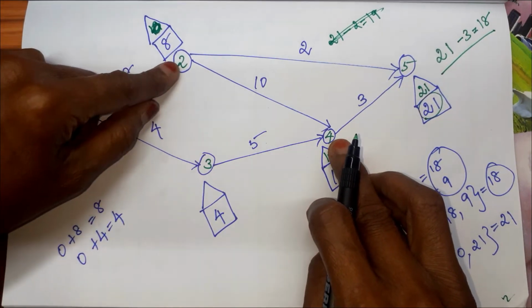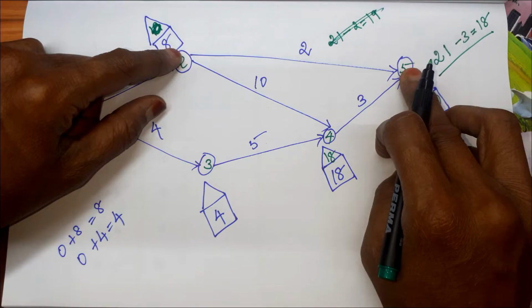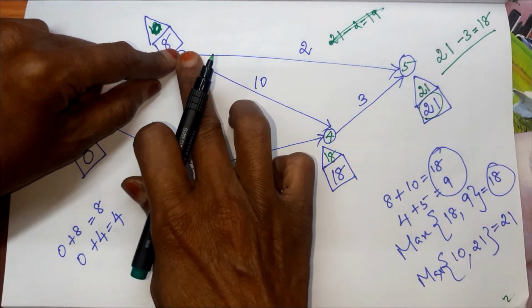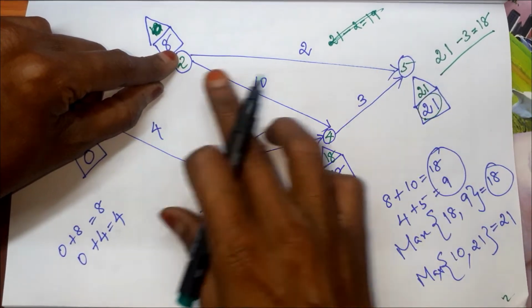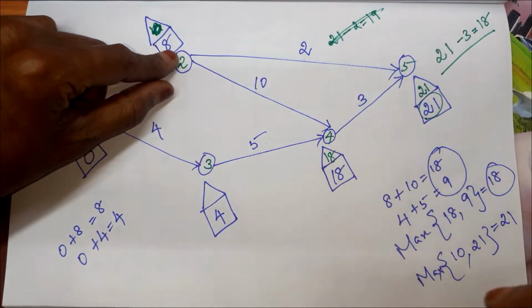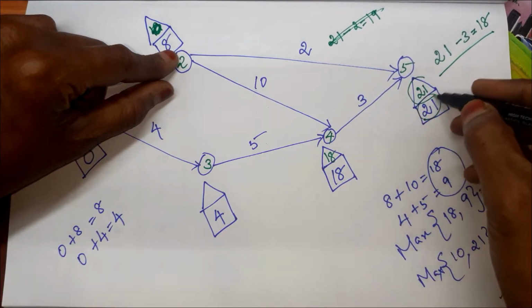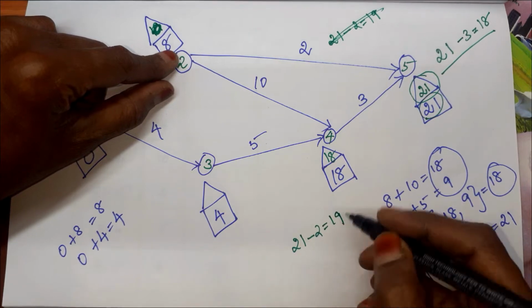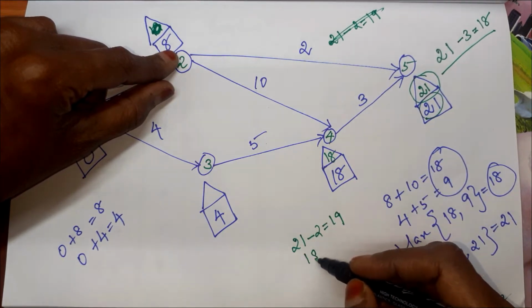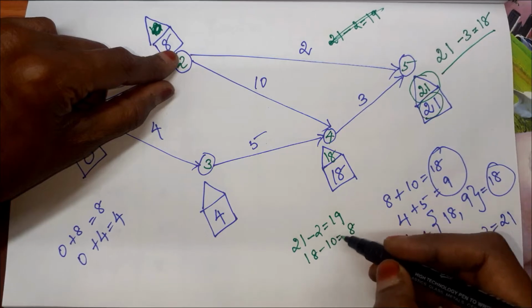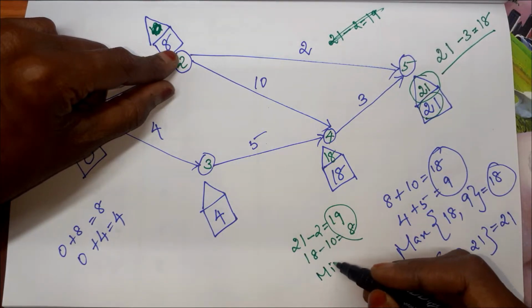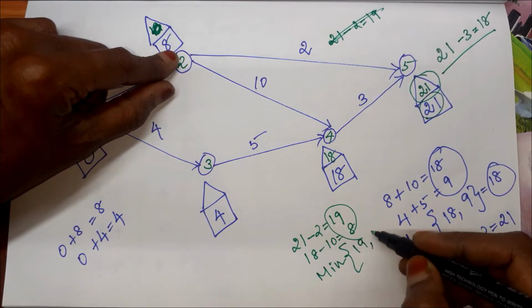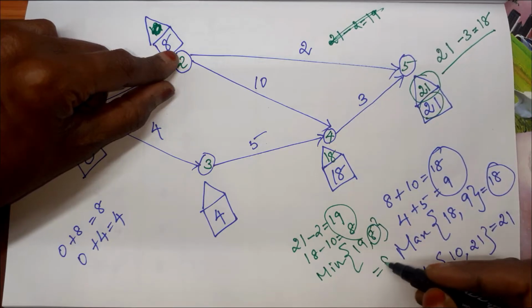From 4 to 2 we have one option. 5 to 2 also we have one option. So we have activities coming from 2 to 5 as well as 2 to 4, right? So we have two options. First we will take this one. 21 minus 2 is 19, and this is 18 minus 10, which is 8. So here we have to take the minimum of it. 19 comma 8. 8 is the minimum.